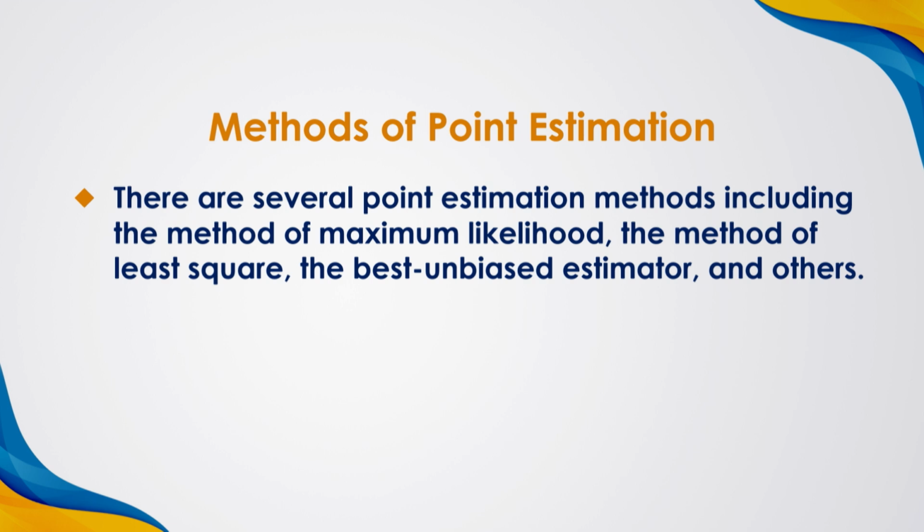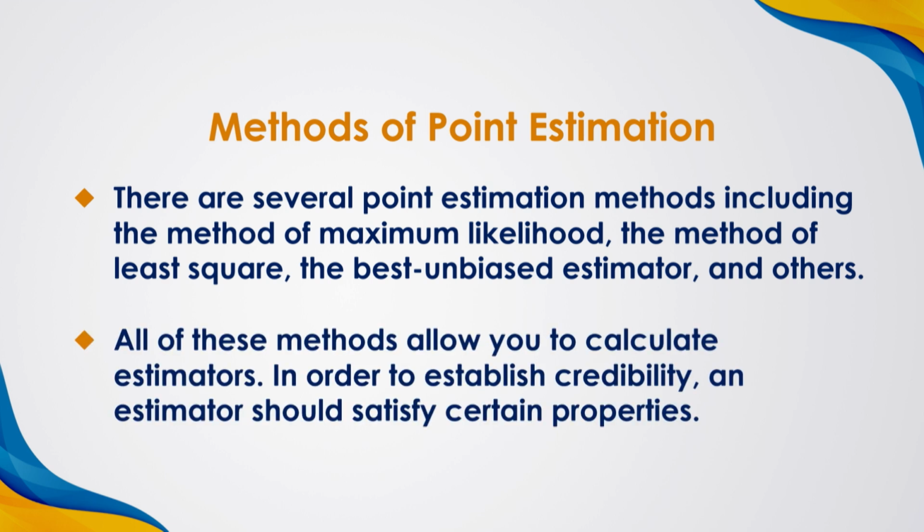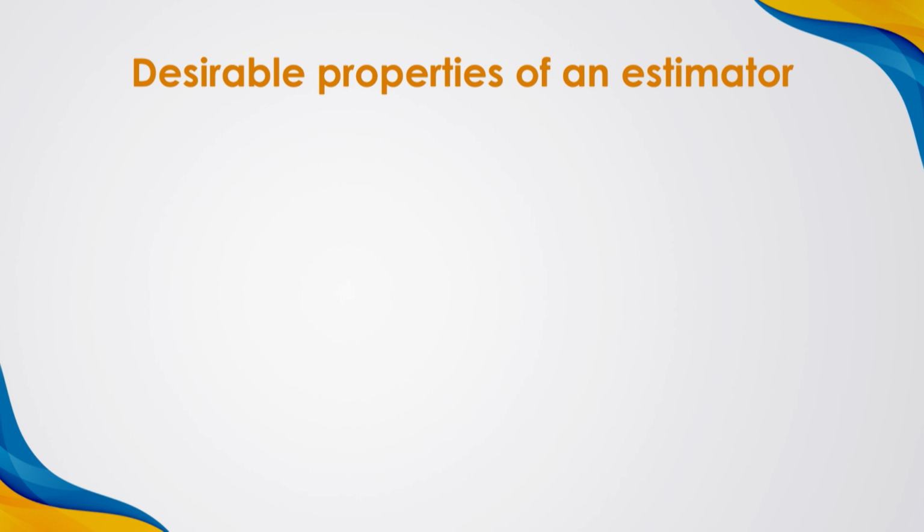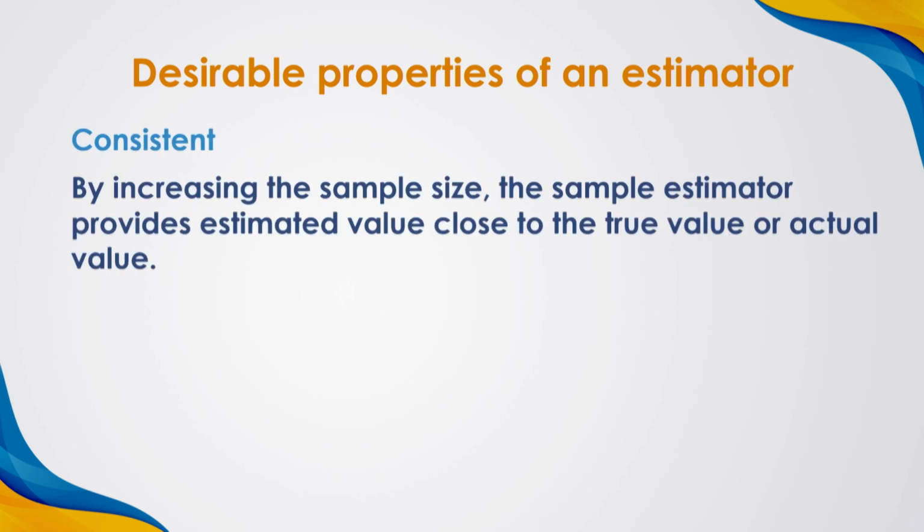Methods of point estimation. There are several point estimation methods, including the method of maximum likelihood, the method of least squares, the best unbiased estimator, and others. All of these methods allow you to calculate estimators. In order to establish credibility, an estimator should satisfy certain properties. The desirable properties of an estimator are: consistent. By increasing the sample size, the sample estimator provides an estimated value close to the true or actual value.